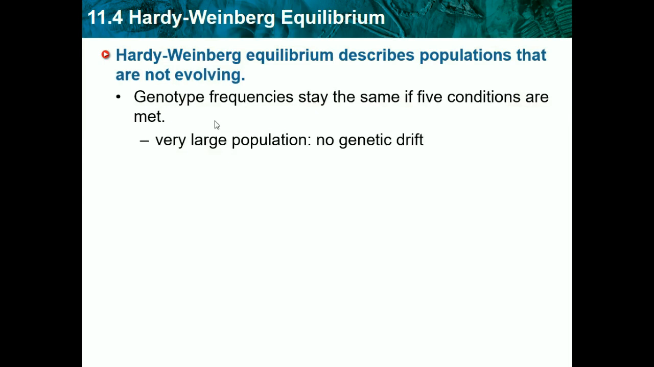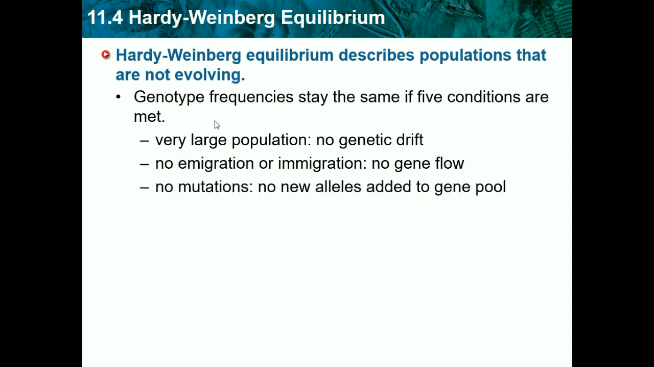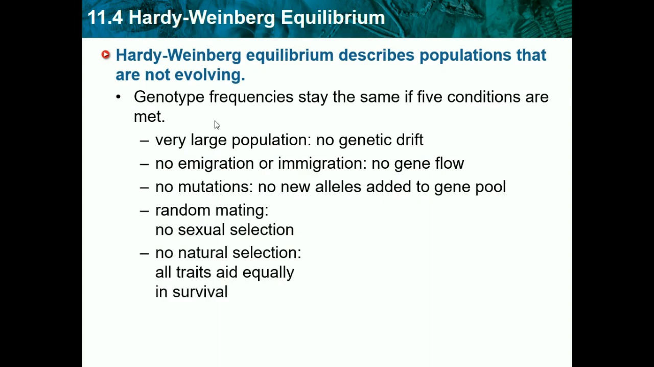One of the criteria is a very large population, so no genetic drift. No emigration or immigration, so no gene flow. So no new animals coming in and no animals that are leaving. No mutations, so no new alleles are added to the gene pool. Random mating, so everything is nice and perfect. And no natural selection, so all traits aid equally in survival.